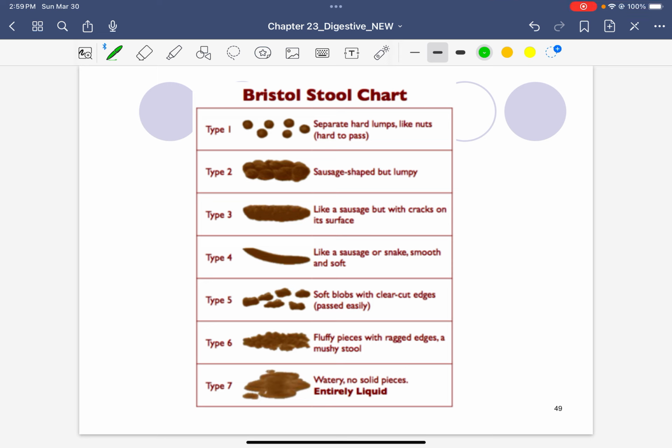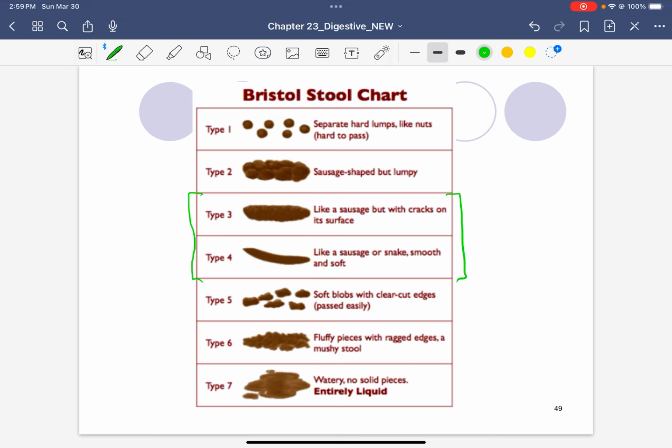This is actually a medical tool, the Bristol stool chart. So let me ask you, which type of poop do you think is the healthiest. I may have done this in lecture, I can't remember. According to the Bristol stool chart, types 3 or 4 would be normal. They're kind of fun to read out. Like a sausage, but with cracks on its surface. Like a sausage or snake, smooth and soft, haha.